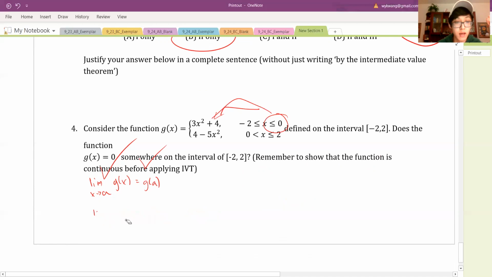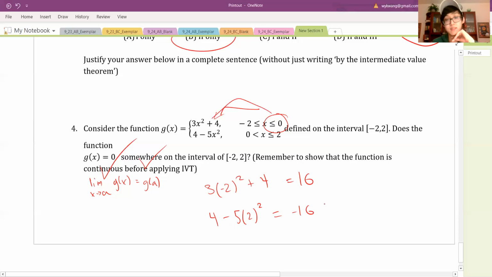Awesome. Now we can apply our intermediate value theorem, because we know it's continuous. Well, is g of x equal to 0 somewhere in the interval of -2 to 2? Here's where we can tell: we plug in -2 and 2, right? So let's plug in the endpoints. At -2, it's 3 times -2 squared plus 4. So that's 3 times 4, which is 12, plus 4 is equal to 16, right? The other one, let's plug in 2. So 4 minus 5 times 2 squared, which is 4 minus 20. So it's going to be equal to -16.